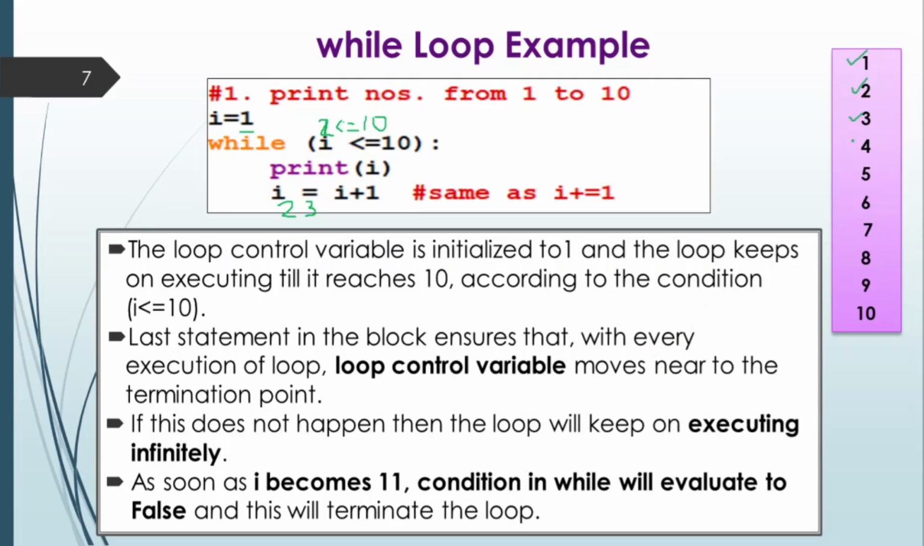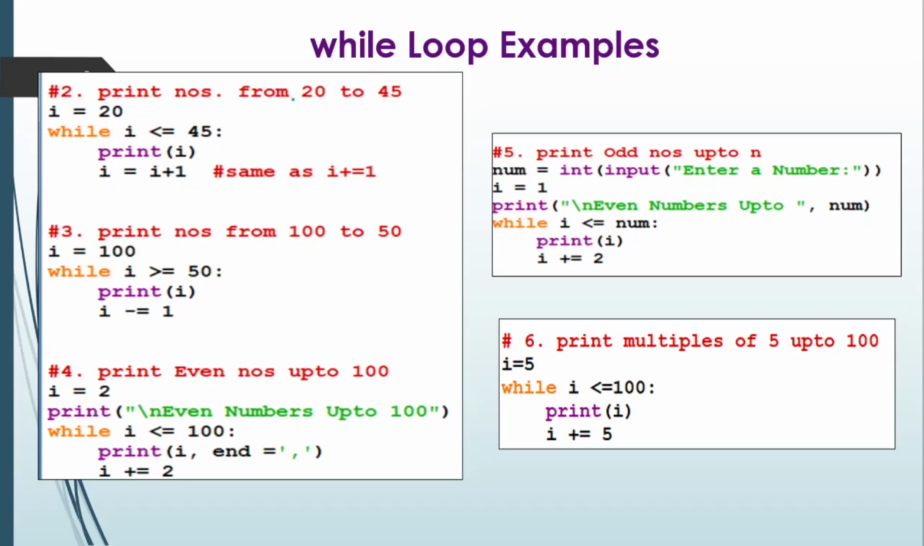The output will be 1, 2, 3, 4, 5, 6, 7, 8, 9, 10. When the value of I reaches 10, the value of I, 10, is printed and the loop control variable I is incremented to 11. And when the condition is evaluated as 11 less than or equal to 10, the condition is false and the loop is exited. Let us look at some more examples using while loop.